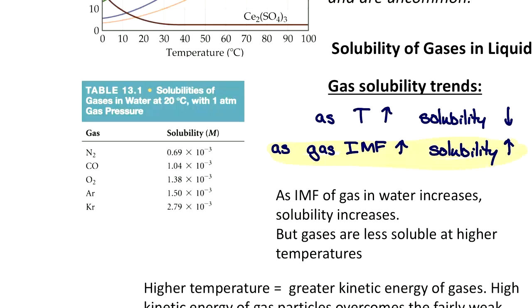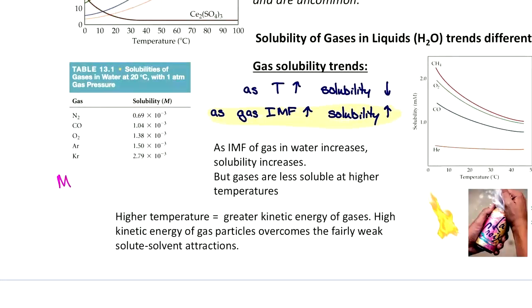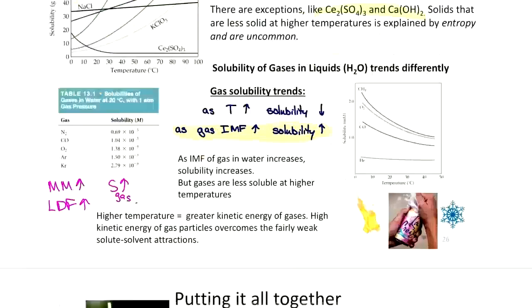So we see in this table, the trend is as molar mass increases, the solubility of the gas increases. And so for the most part, when molar mass increases, intermolecular forces increase due to which one of our intermolecular forces that we track with molar mass? LDF, yeah, so that's what we see here. We see LDF increases because molar mass increases, so IMF increases, so the heavier gas particles tend to be more soluble in water, all right? So those are the two trends.